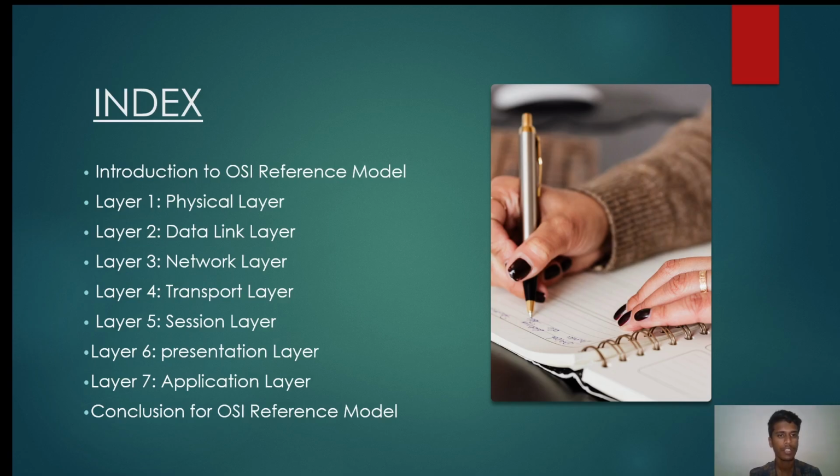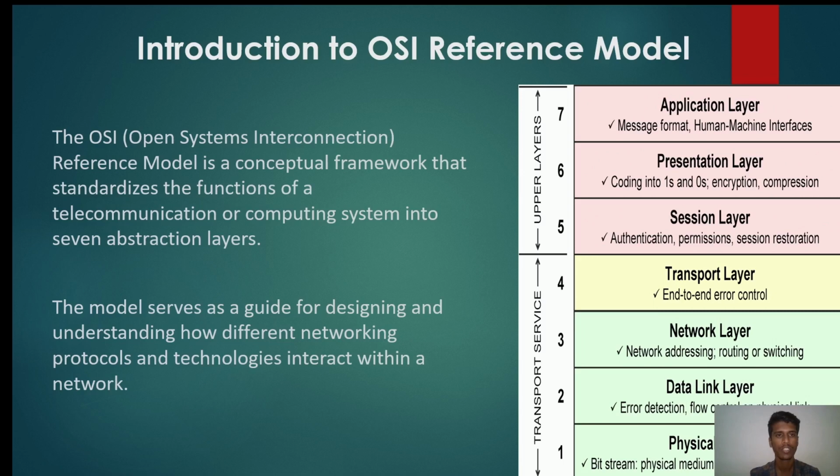First we're gonna see the introduction of the OSI reference model. Next, the different layers of the OSI reference model: physical layer, data link layer, network layer, transport layer, session layer, presentation layer, application layer, and lastly the conclusion of the OSI reference model. First we're gonna see the introduction of the OSI reference model.